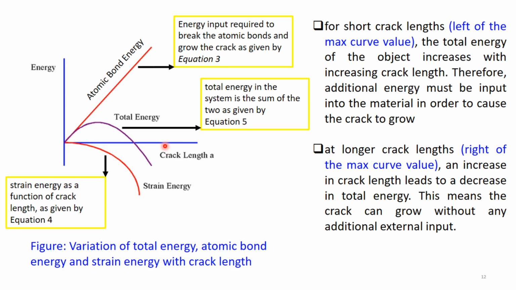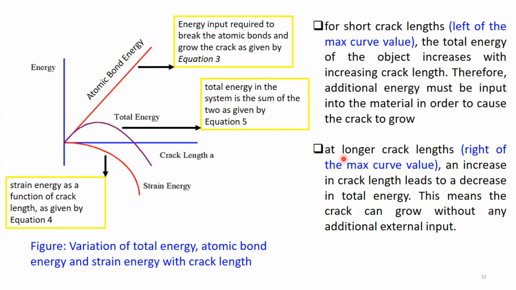So what does this mean? The total energy of the object increases with increasing crack length for short crack lengths. Therefore, additional energy must be input into the material in order to cause the crack to grow. So up to the maximum value we need to supply energy in order to grow the crack.